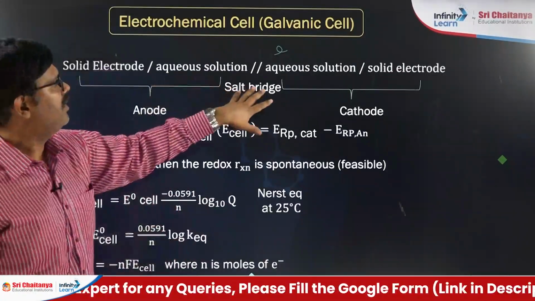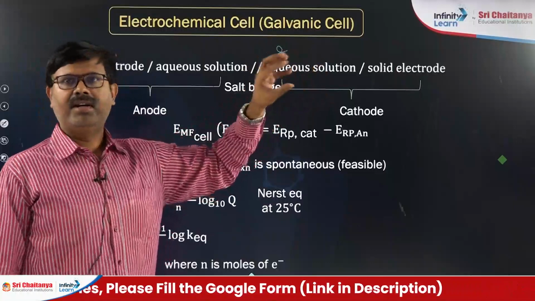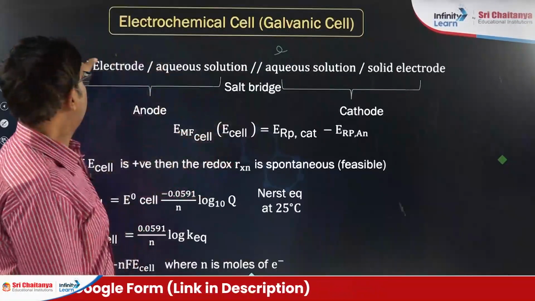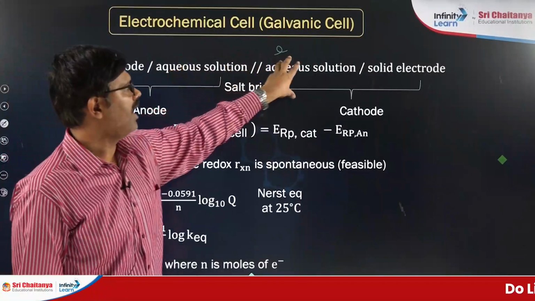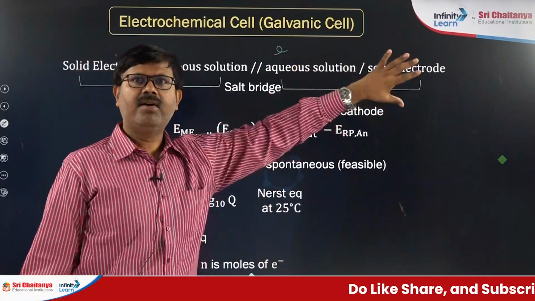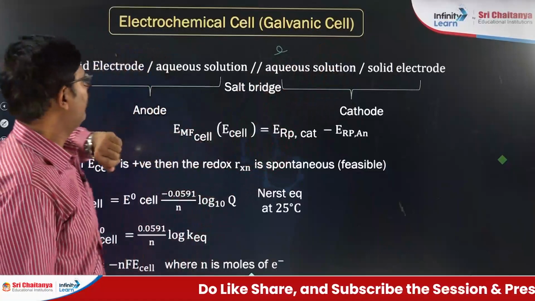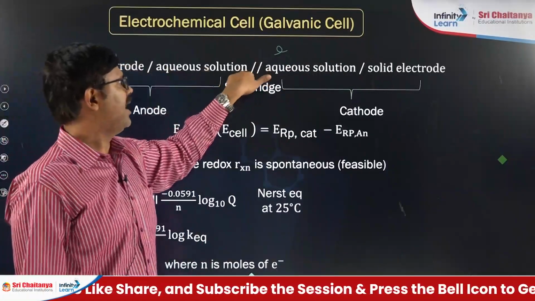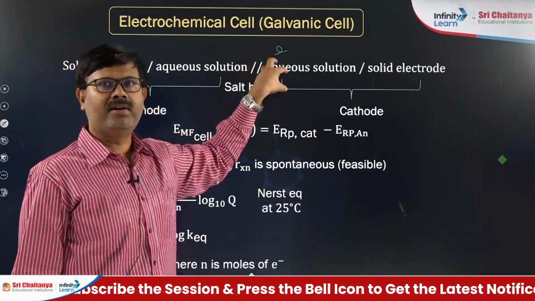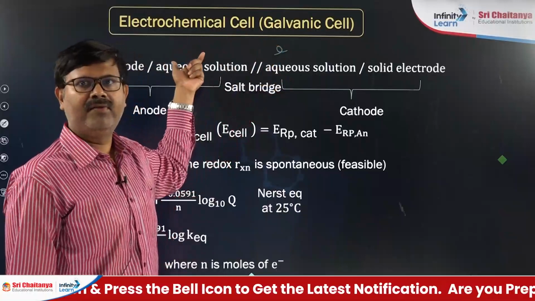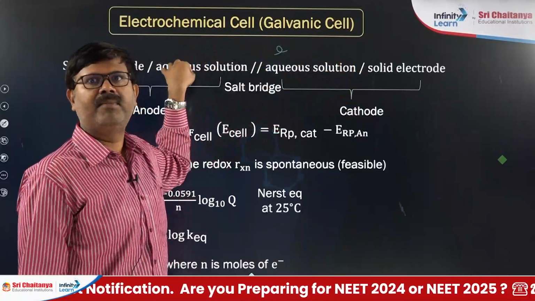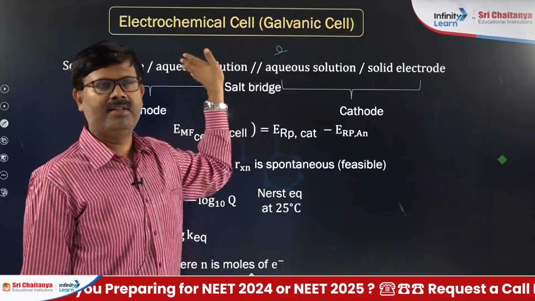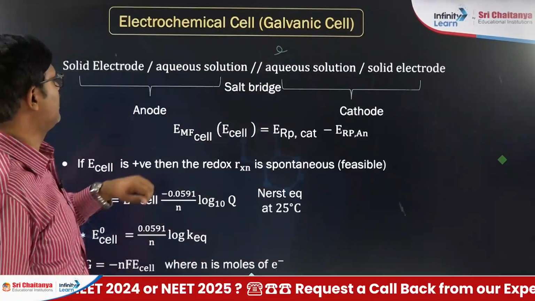When they give the notation of the galvanic cell, on the left side generally there is a solid electrode, then the aqueous solution, and then the aqueous solution and solid electrode. This is how they will represent it. The double slash represents the salt bridge. Left of it is the anode information, and right of it is the cathode information, because electrons travel from anode towards the cathode. That's why we represent it this way.